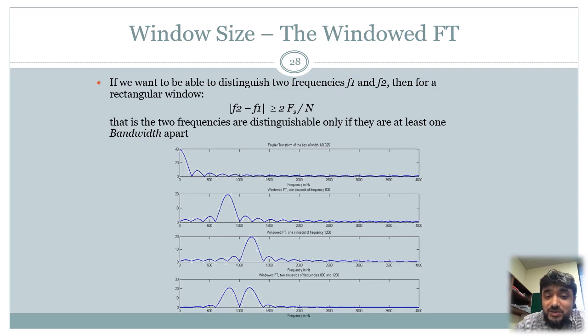So if we want to be able to distinguish two frequencies f1 and f2, then for a rectangular window, this relationship must hold: |f2 − f1| ≥ 2·fs/N. That is, the two frequencies are distinguishable only if they are at least one bandwidth apart. और ये चीज़ आपको समझ आती है। Now this, for this diagram, it's exactly one bandwidth apart. इन दोनों के बीच में फ़र्क exactly एक bandwidth का, and you can see that they are just distinguishable.